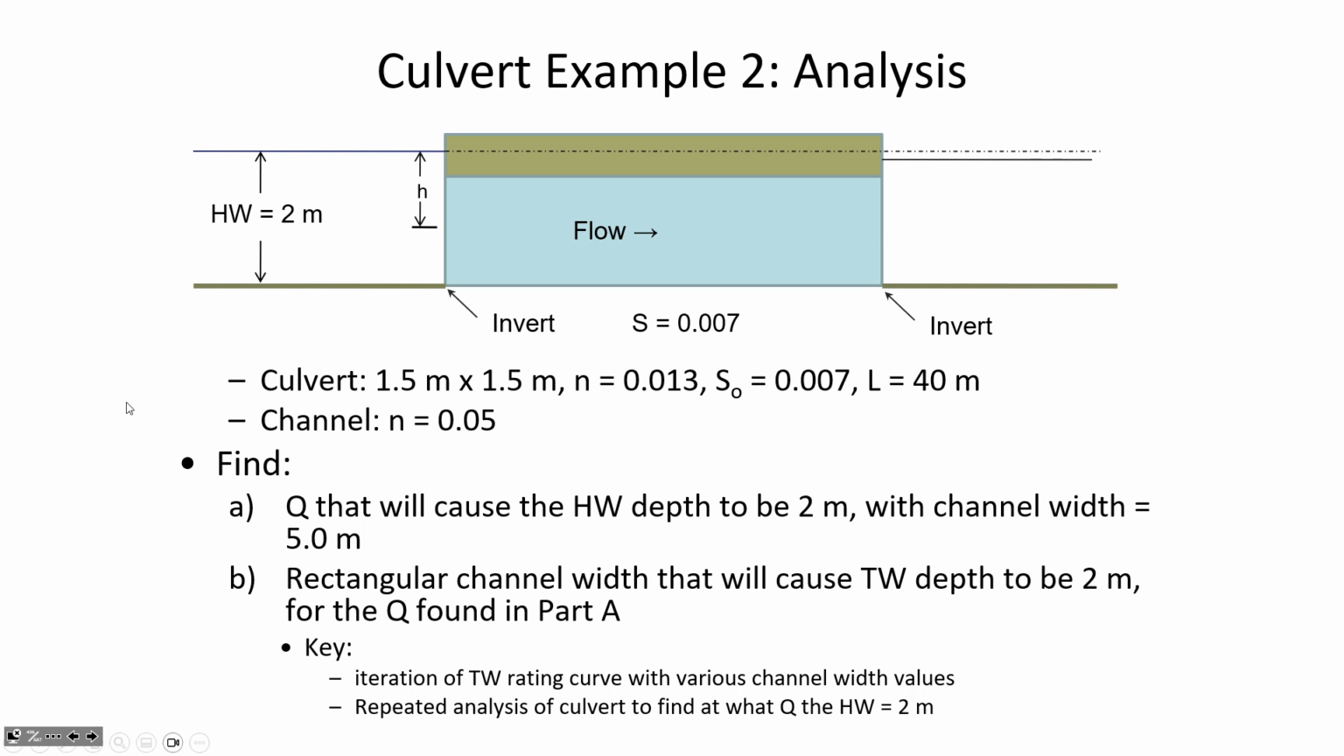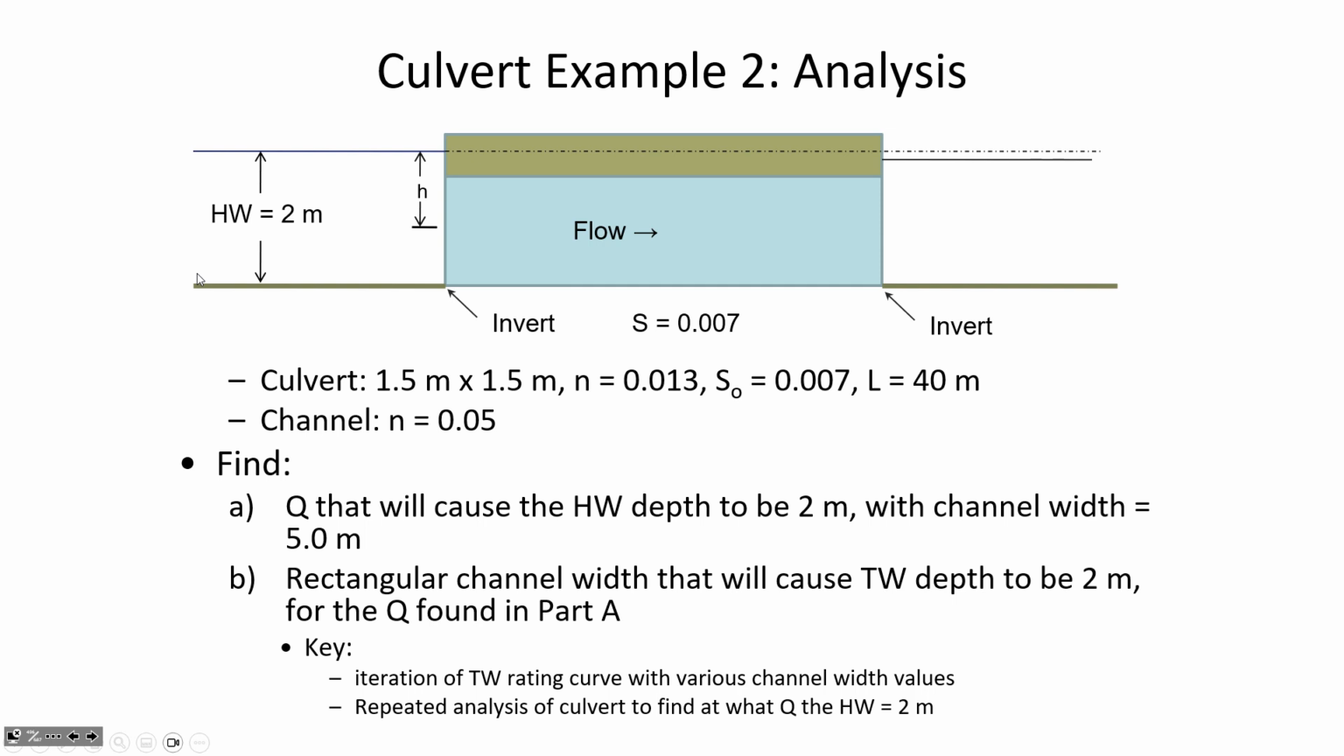And then if we were going to change the width of the channel, how wide would the channel need to be for the depth to be 2 meters for the flow rate that we determined in part A? Okay, so part A is basically find Q for headwater elevation equal to 2 meters.